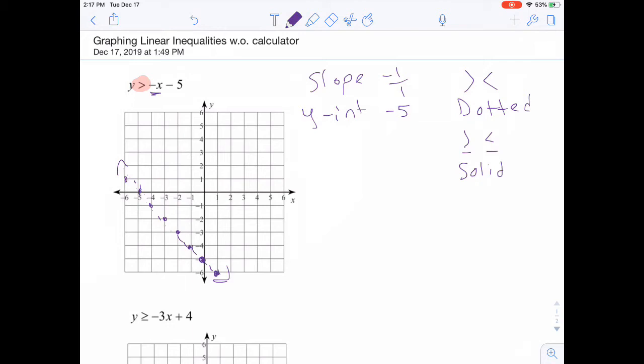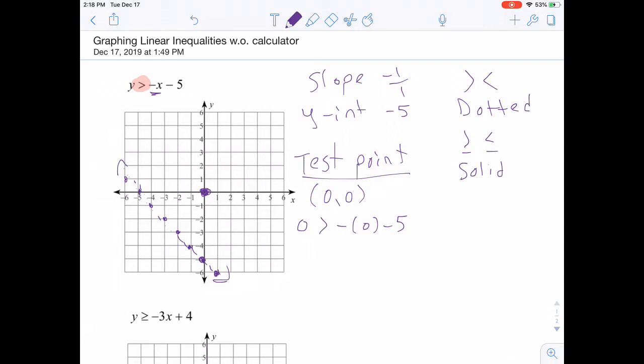The one thing I also need is to figure out which way to shade my inequality. Since this isn't an equation, there's going to be a shaded region which will have points that make this inequality true. When we're not using a graphing calculator, I like to use a test point. That test point can be any point on this graph. The most common that I like to use is 0, 0, because when we multiply 0 by anything, it goes away. So I'm going to plug 0 in for x, 0 in for y into my original inequality.